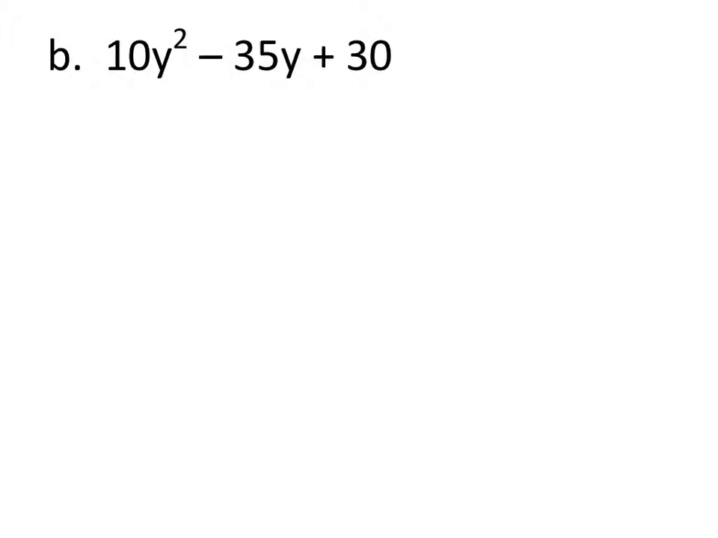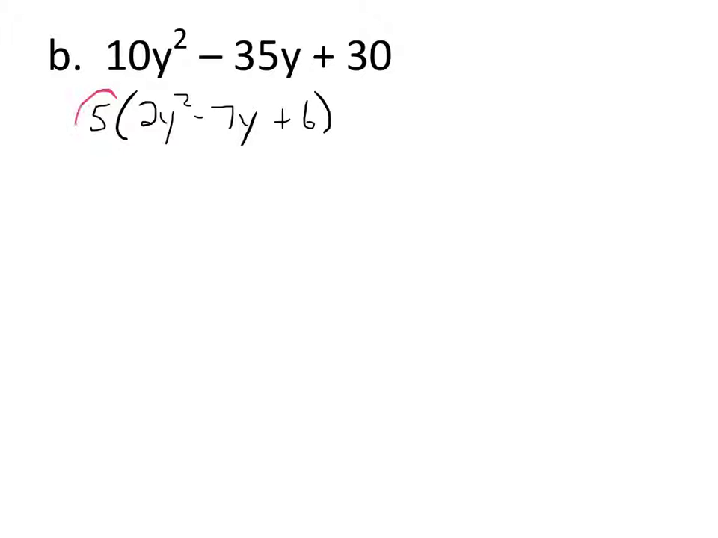Lesson 7.4, Video 4. We're going to approach this one a little bit differently by looking at all three terms right away and asking ourselves, do all three have something in common? And they do. They all are divisible by 5. So let's factor out a 5. If we do that, we'll have 2y squared minus 7y plus 6.